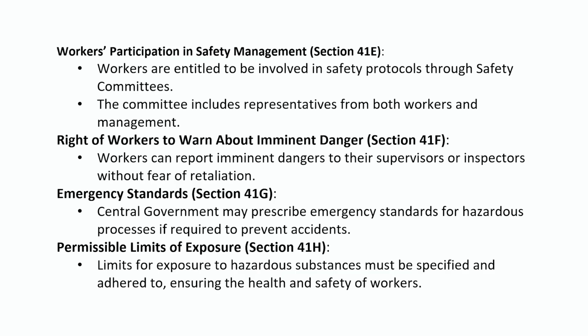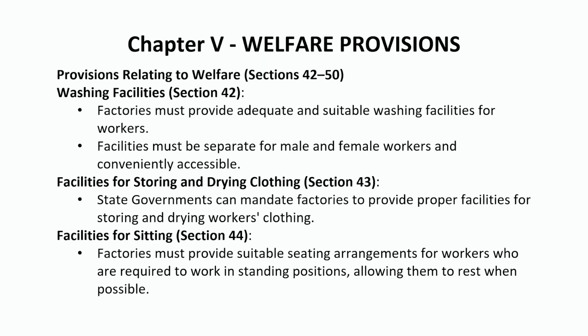In chapter 5 we are having the welfare provisions. Washing facilities have to be provided to the workers, so they can go for suitable washing, and both male and female workers will be entitled, and it has to be conveniently accessible. Facilities for storing and drying clothes have to be given. Facility for sitting has to be provided, so they should not stand for a long time, and at least they can take a rest.